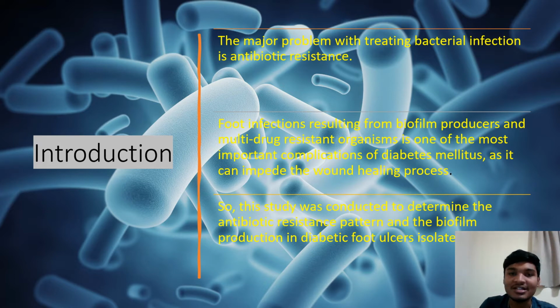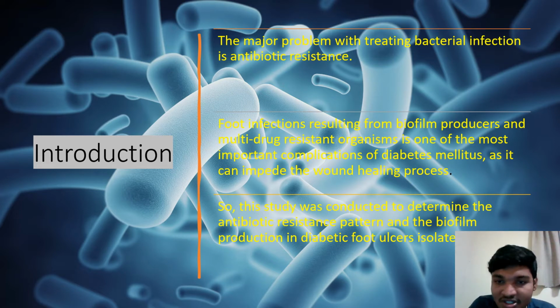So what is diabetes mellitus? A high level of blood sugar in our body where glucose cannot be utilized is called diabetes mellitus, and it can cause many different kinds of disease. The actual problem with antibiotics is antibiotic resistance, where bacteria cannot be killed by antibiotics. And food infection, if we talk about it, is a result of biofilm producers and multi-drug resistance. Diabetes mellitus is also important here.